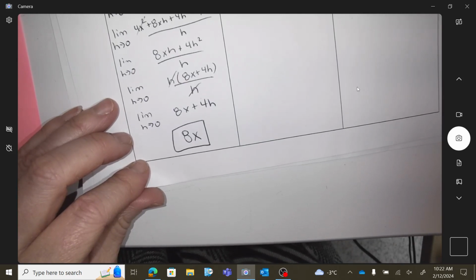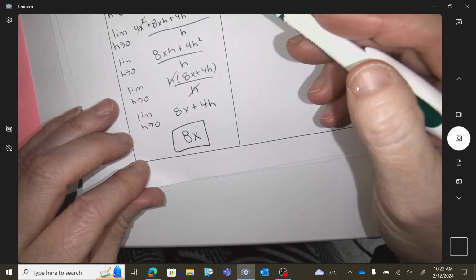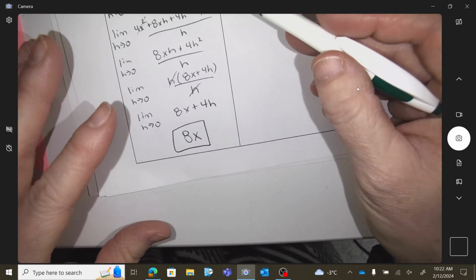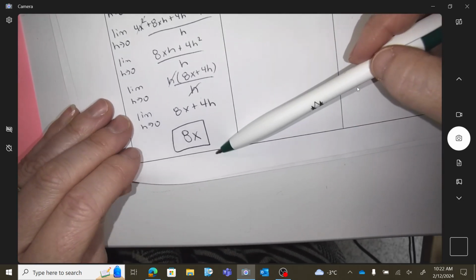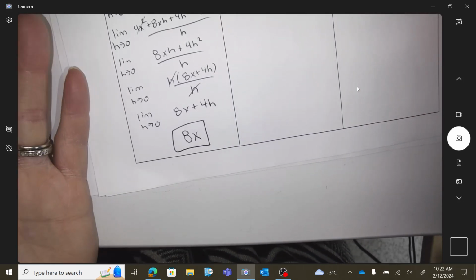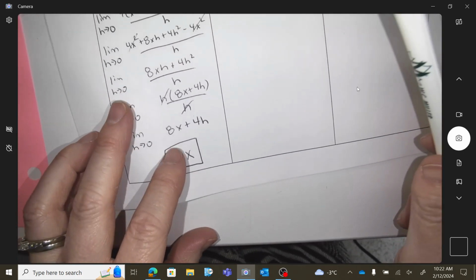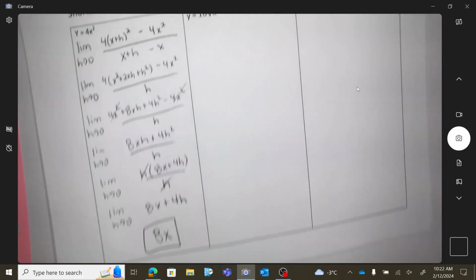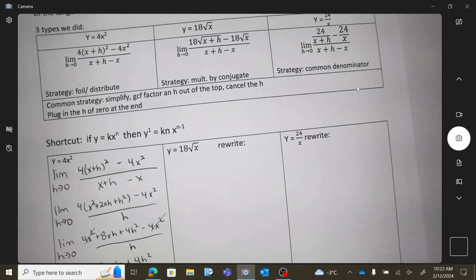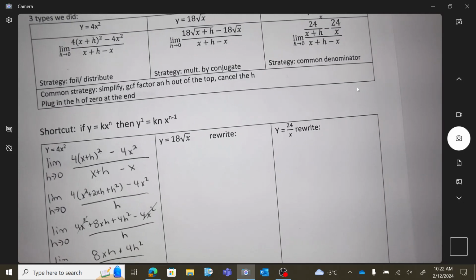Can you use the shortcut at this time? You can do the shortcut every time, but you have to do all this work. So, but you can use the shortcut to check for sure. But don't just do the shortcut and then be done, because you're going to get 0 points, because it'll say use the definition.